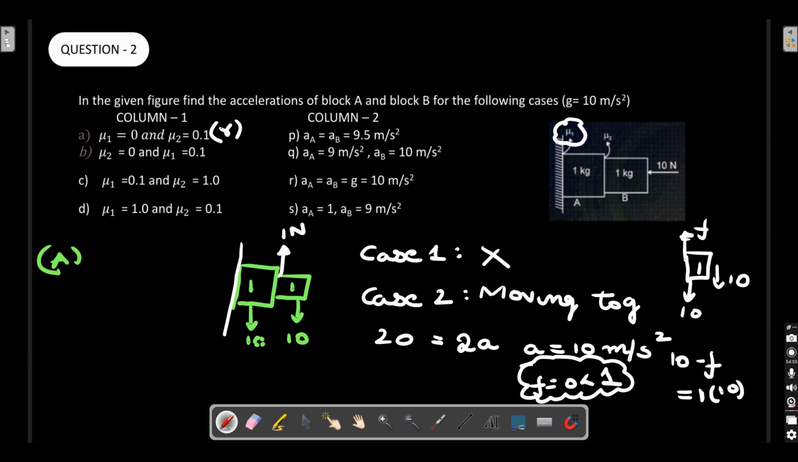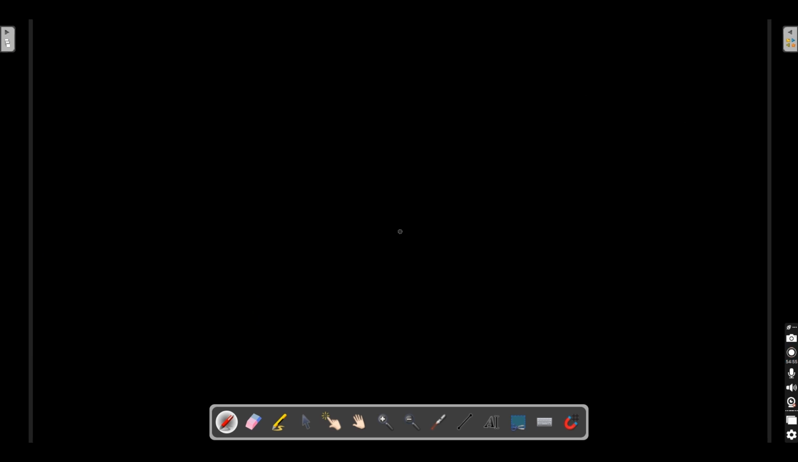Now let's see option B. Now mu 2 is equal to 0 and mu 1 is equal to 0.1. Okay, sir. Fine. So again let's draw. Now we are gonna solve it for case B. What is case B? They said mu 2 is equal to 0.0 and mu 1 is equal to 0.1.